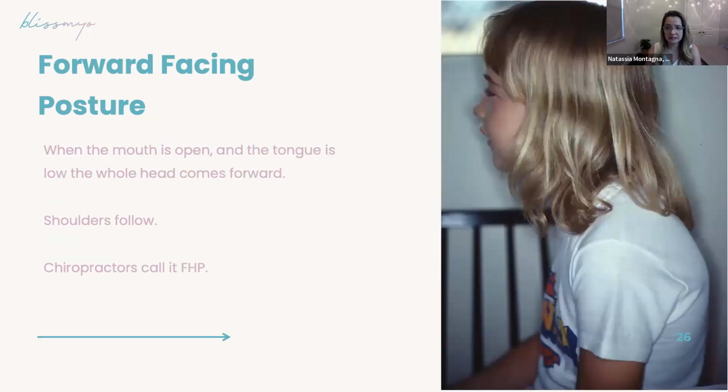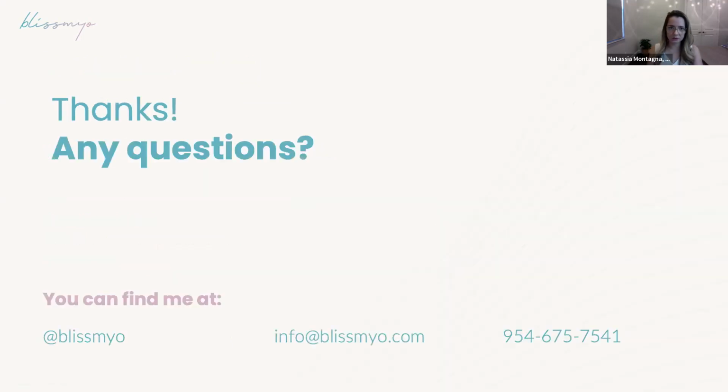The forward-facing posture, that's a huge clinical sign as well, because they're trying to open up their airway. So they just move their face forward and the jaw gets out of the way to open up the airway. So they'll have a slouching posture.